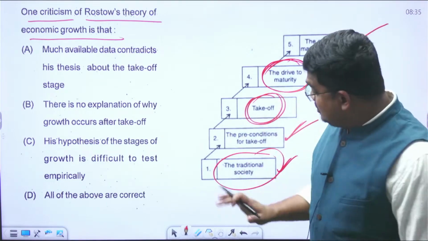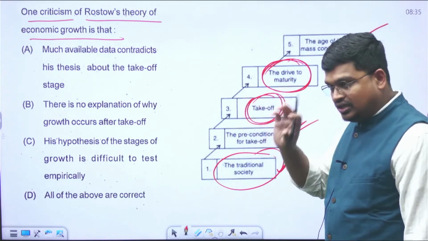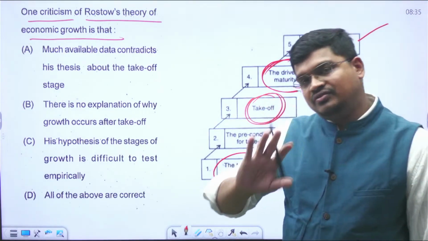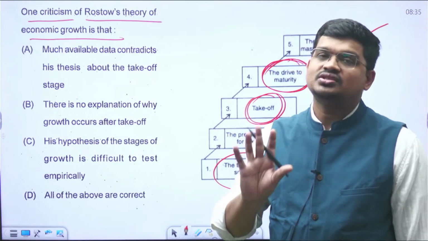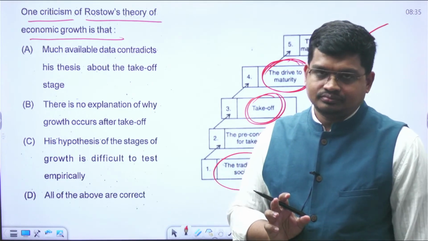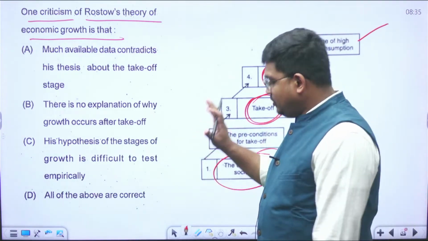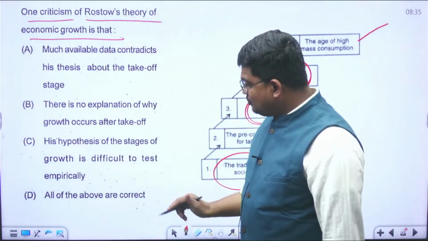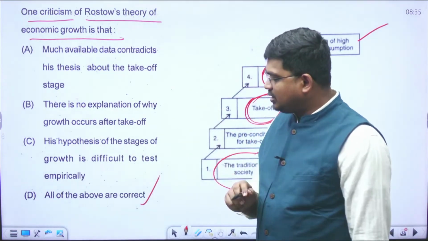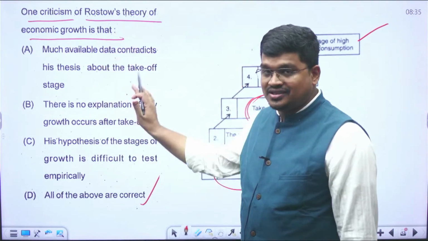The kind of explanation he gave does not fit every economy. That is the reason his theory was criticized. Are you getting my point? If you see on what ground it was criticized, the answer is obviously all of the above are correct. That means all these three criticisms are there.